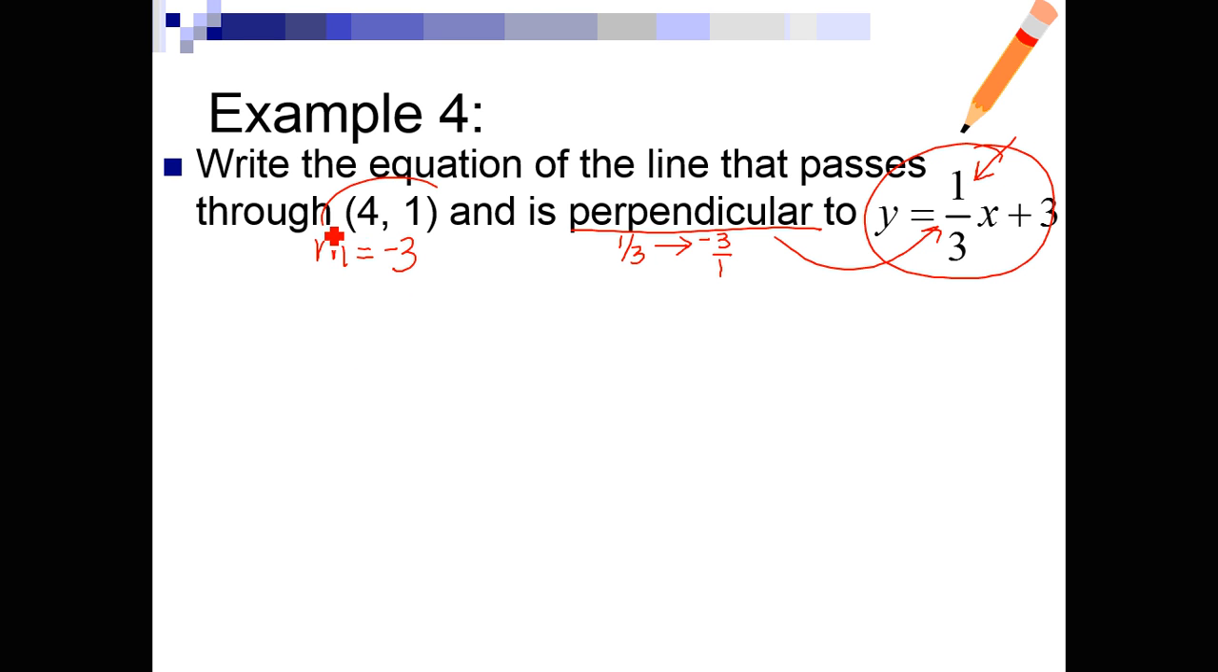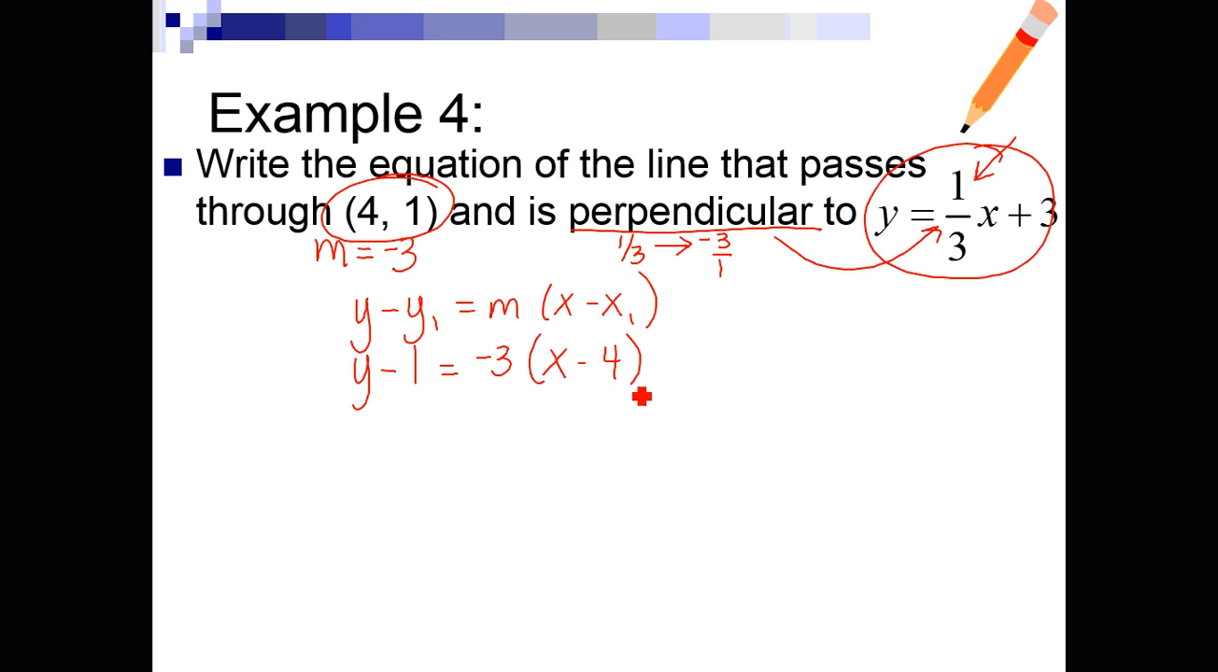And I have this given point right here, so I can once again use point slope form to find the equation of the line. So my point slope form, I'll write it one more time here. And I'll go ahead and plug in my values. Y minus y from the first point. M is the slope we just figured out to be -3. X minus x from that given point.